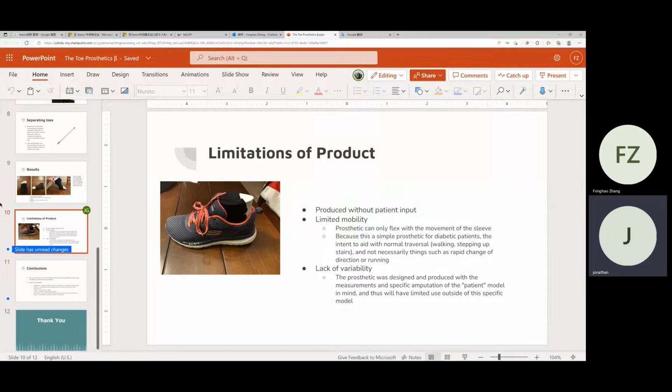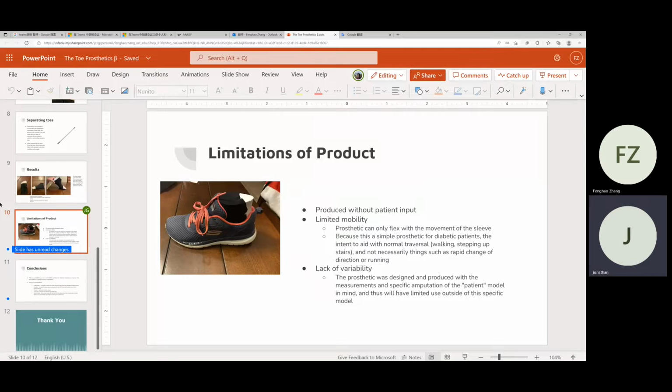Some more limitations are that there's limited mobility of it. The prosthetic can only flex with the movement of the sleeve. But this is also just a simple prosthetic. The intent wasn't necessarily to aid with things such as rapid change of direction or with running. It's just for normal traversal, such as walking or stepping upstairs, things like that.